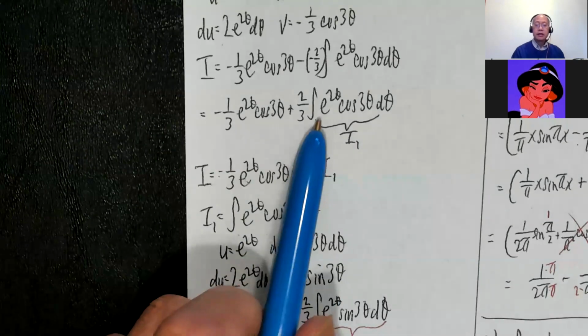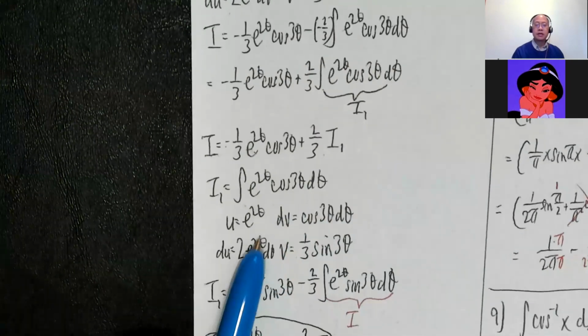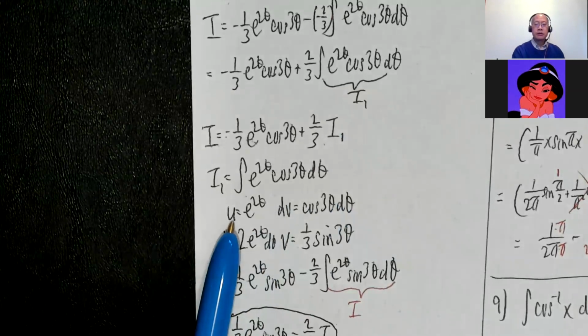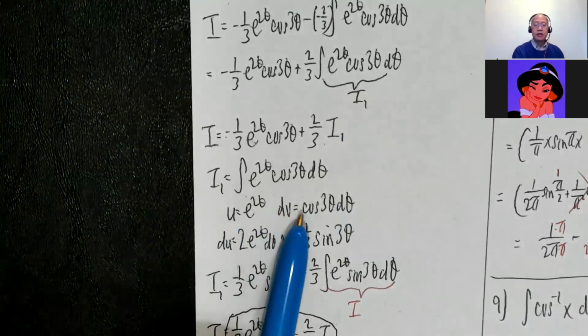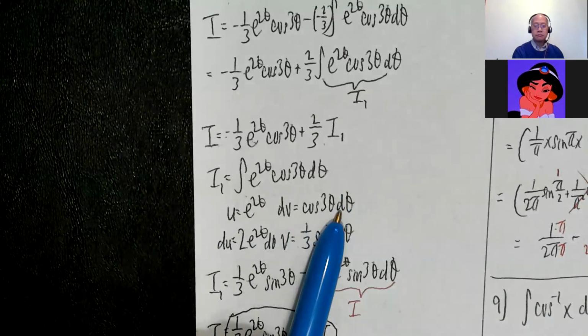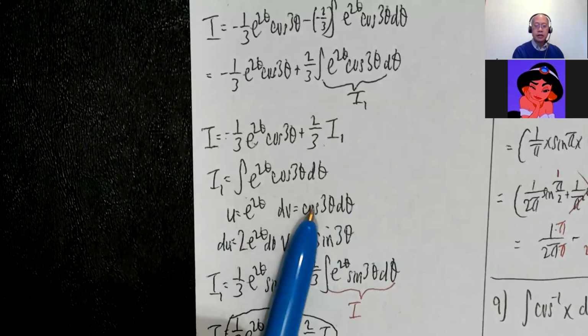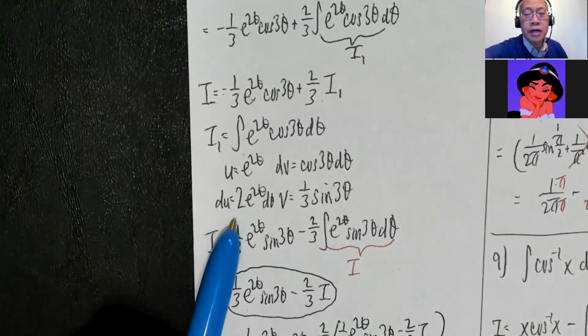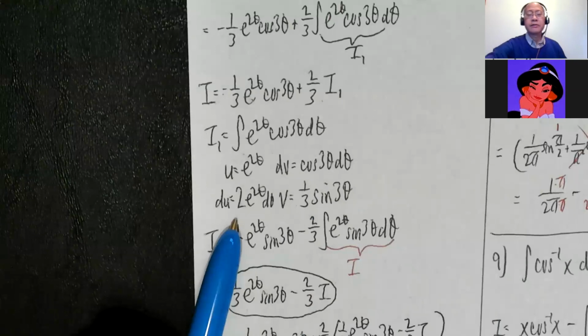So I1 is this, e to the 2 theta cosine 3 theta d theta. So integrate by parts again, u equals e to the 2 theta, dv is cosine 3 theta d theta. Differentiate, integrate. So the derivative of e to the 2 theta is 2 e to the 2 theta, we know that.